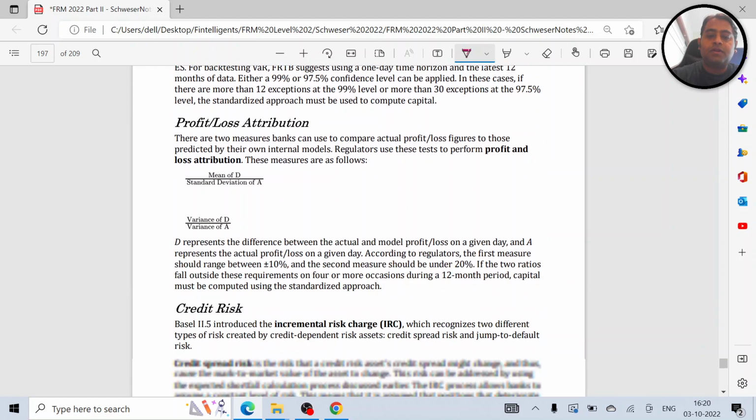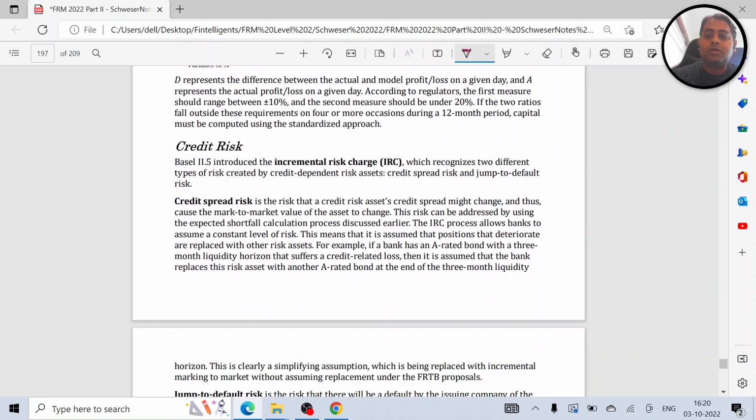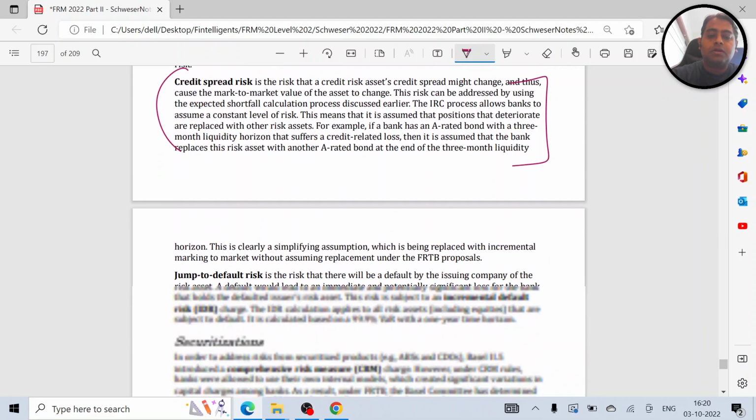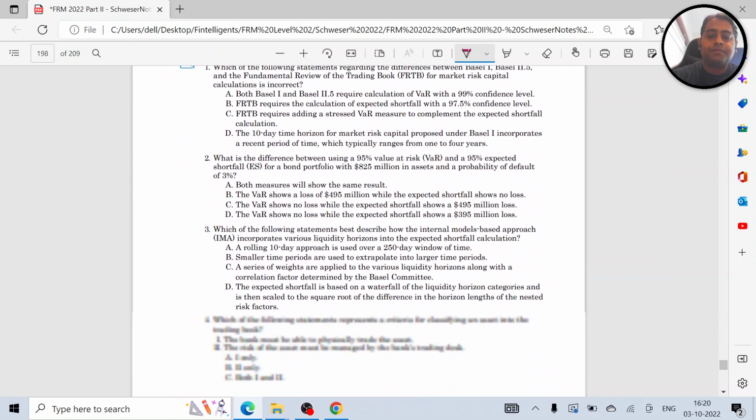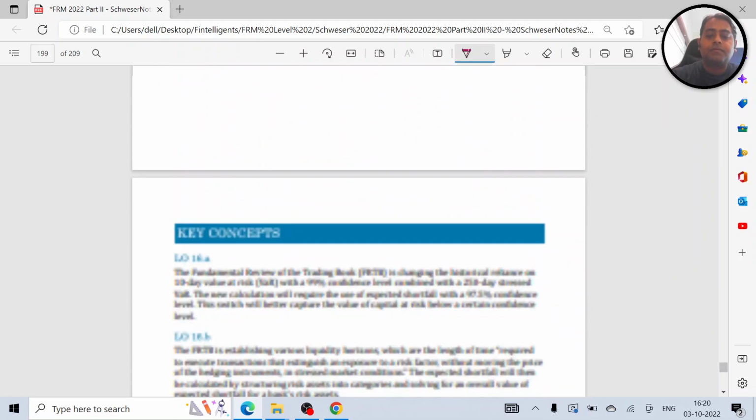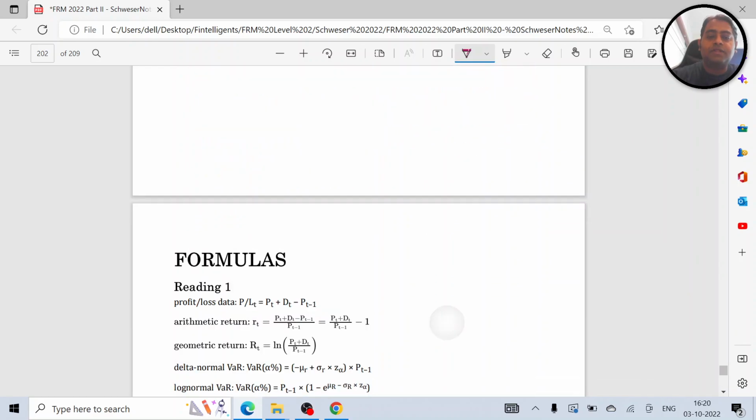profit and loss attribution is okay. This part, jump to default important, mark it as star. So we are almost done with this book also.